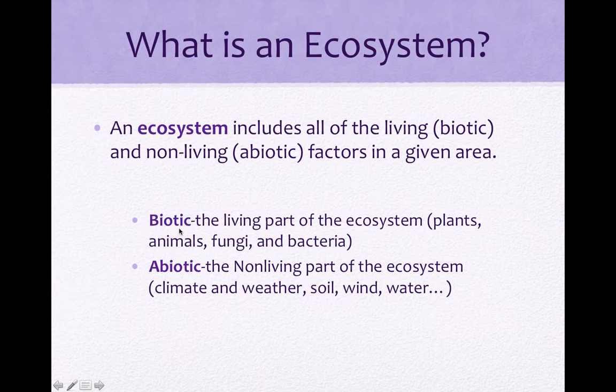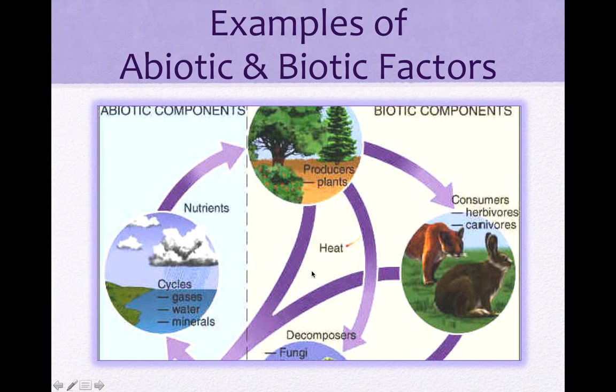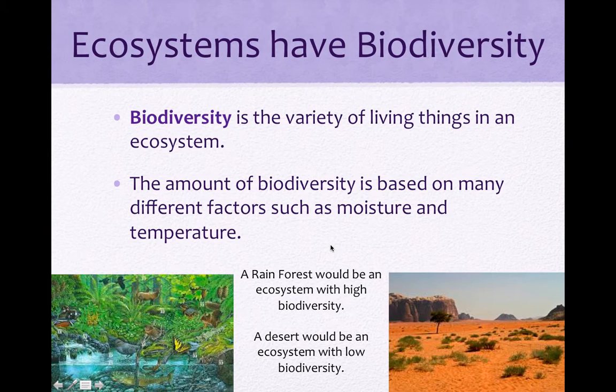Something that's living would be plants and animals, fungi and bacteria, whereas non-living parts would be like the wind or the soil or the weather or the water, anything that you can still see, you can still touch, but is not alive. And so here's another picture of these types of examples. Just write a few down on your notes.